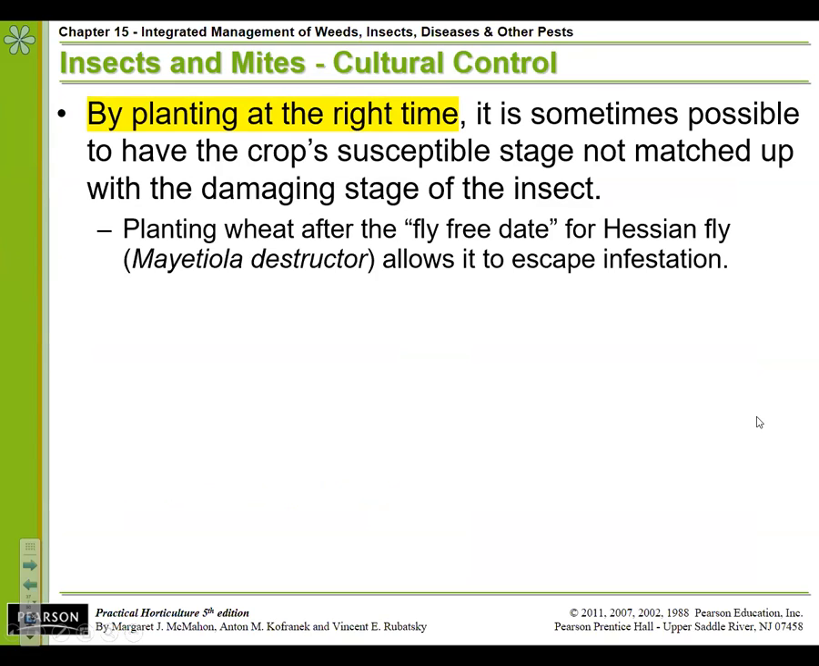Again, we're looking on the cultural side for insects. Planting at the right time, changing our planting date, might make it possible to avoid particular weeds. For instance, I like to grow eggplant, and it's difficult here because we have a lot of flea beetles that really love eggplant as a food.